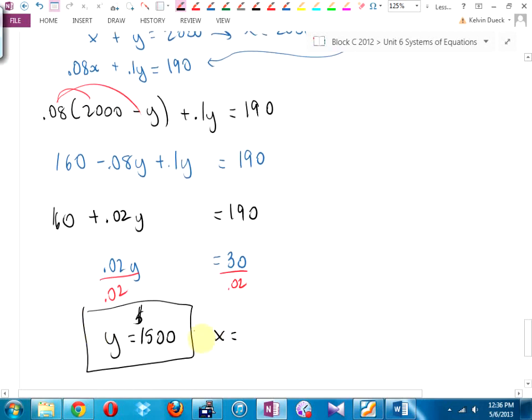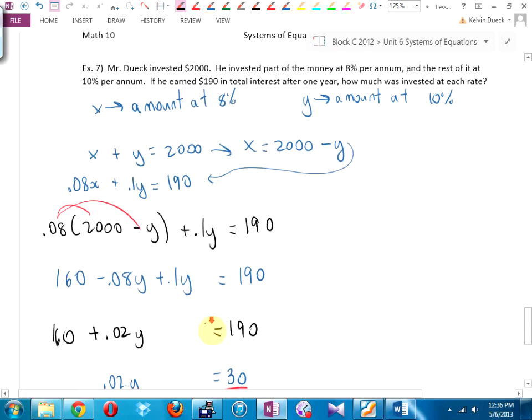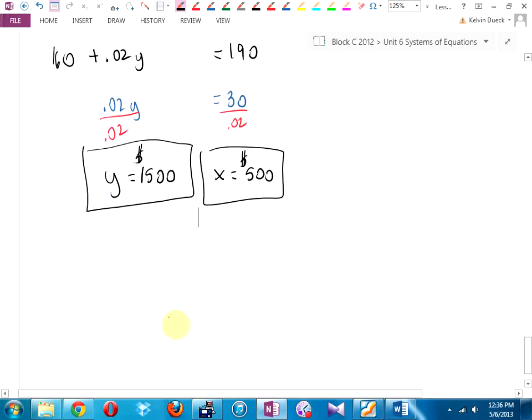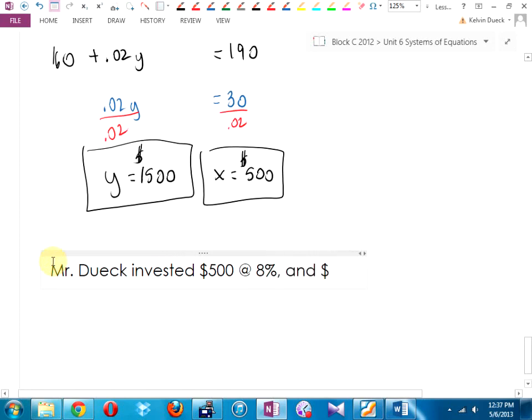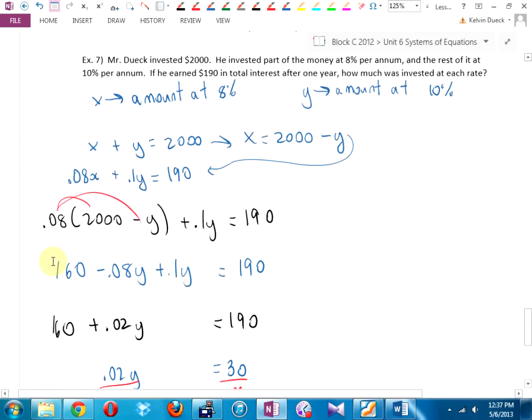What's x? Can you go back to our substitution equation and do it in your head? 500. 500? So how did I define this? Mr. Dueck invested $500 at 8% and $1,500 at 10%. Is that what it was? Double check. X was 8, Y was 10. Yep.